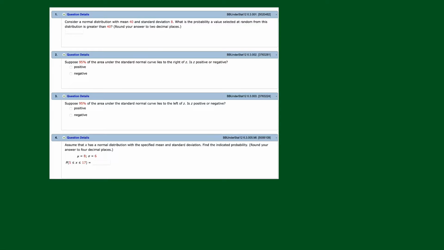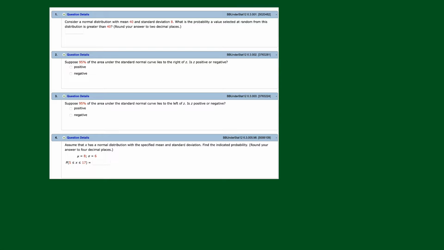Section 6.4, problems 1 through 4. Number 1 says, consider a normal distribution with a mean of 40 and a standard deviation of 8. All right, so the mean's 40, standard deviation is 8. What is the probability that a value selected at random from this distribution is greater than 40?